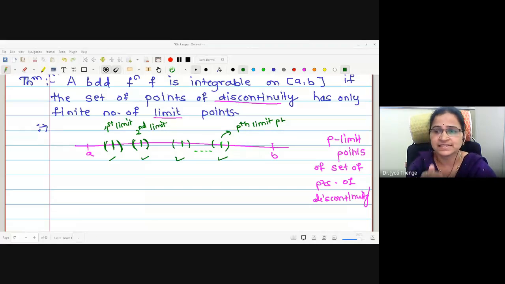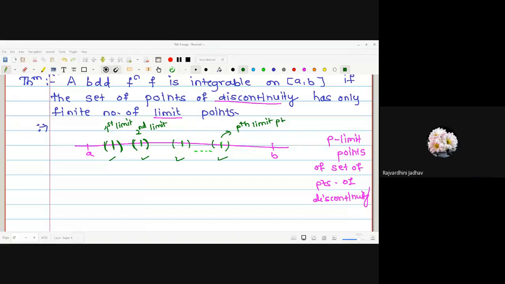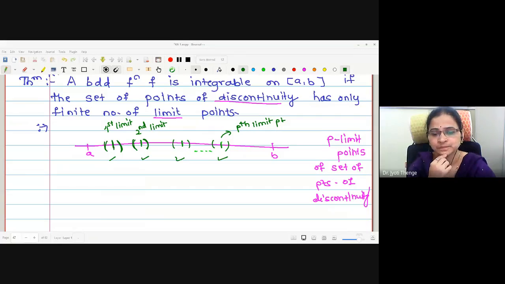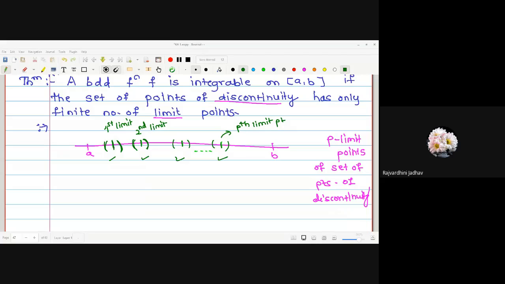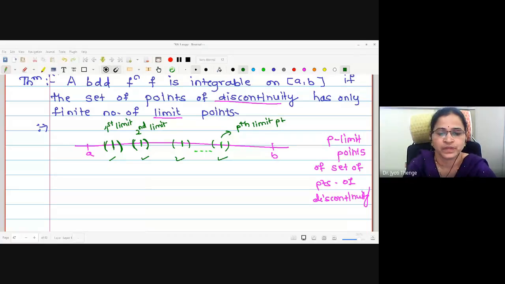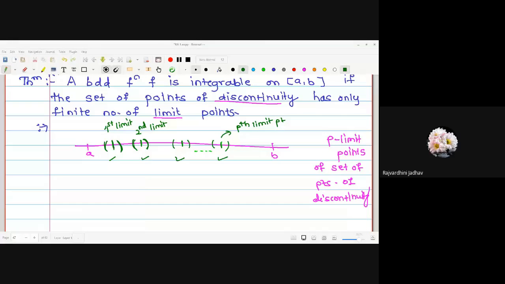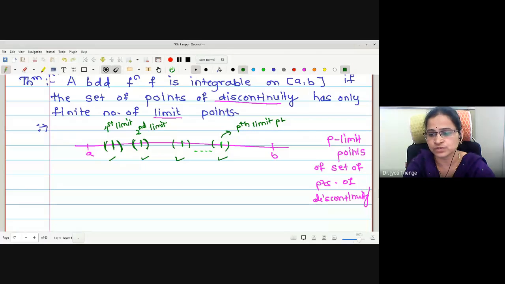So this is the reason why we have taken the basic concepts at the starting of our lectures. If zeta is a limit point of a set S, then every neighborhood of zeta contains infinite number of points of S. Good. And the second definition is at least one point other than zeta. Here we will use the first definition only.